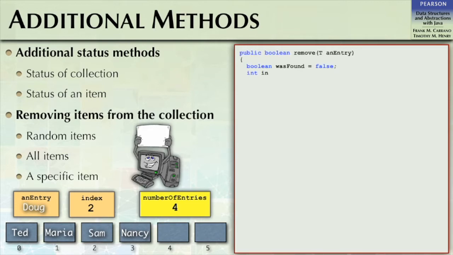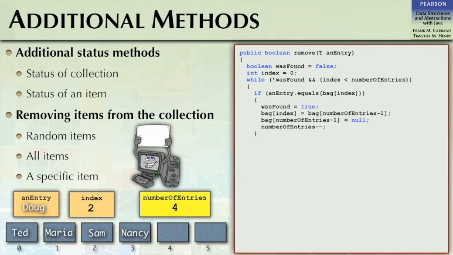Let's look at the code behind this. Because we need to search through the bag as we did in the method contains, we need a Boolean to indicate whether or not we found the item to remove and an index to track which item we're comparing to the target. Our while loop takes us through the array bag until either the target is found or we've reached the last entry in the bag. If the current bag entry matches the target, we set found to true, copy the last entry into the position of the entry that matches the target, then set the last entry to null and decrement the numberOfEntries to indicate that the item was successfully removed.